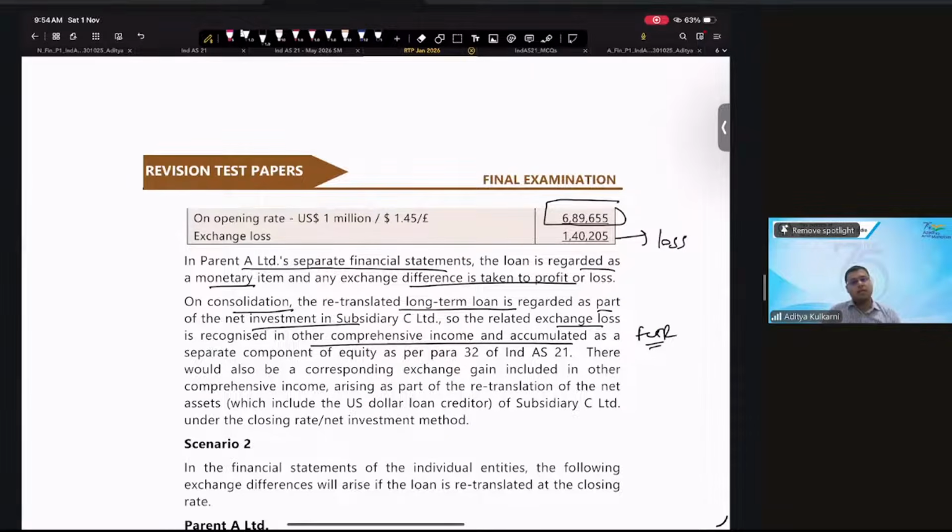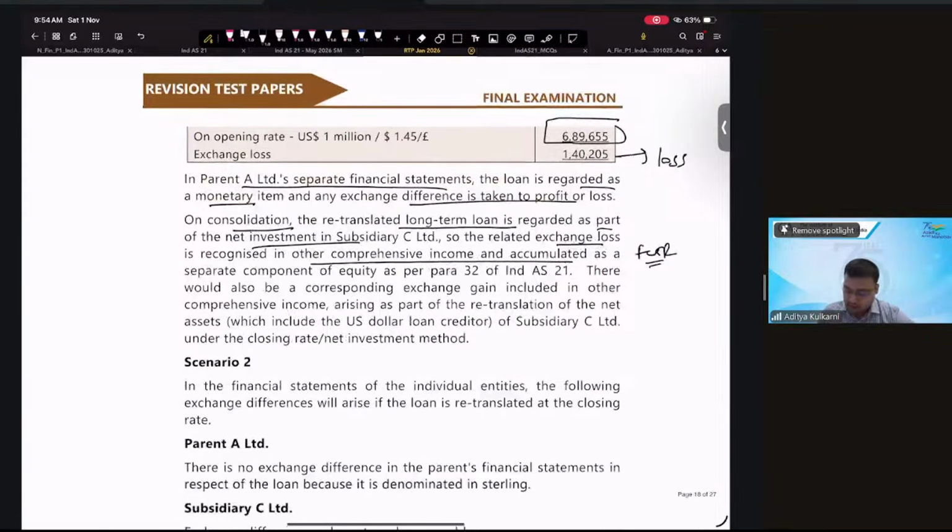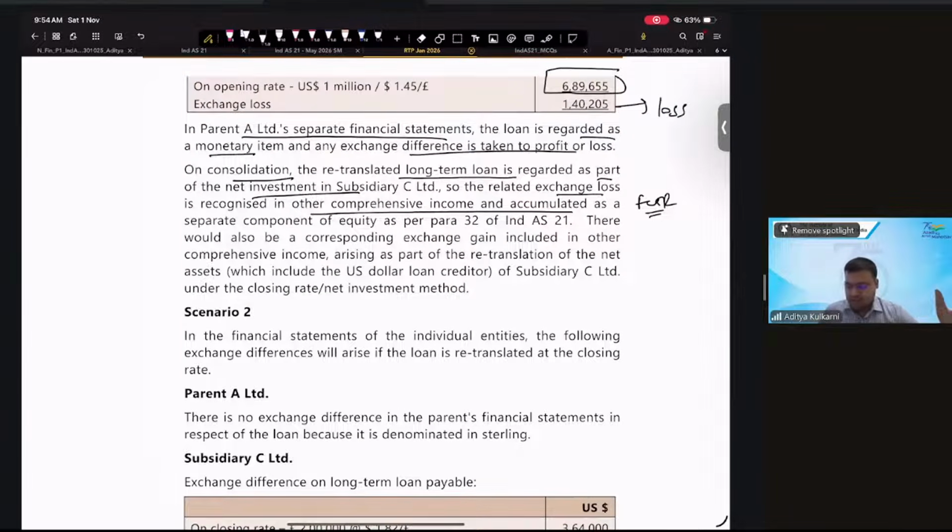My suggestion, you write the same language that is there: it is recognized in other comprehensive income and accumulated as a separate component of equity. That much you write as per Ind AS 21. You don't need to give the para number, but you mention this because the language will matter in your answer presentation. Next, there would also be a corresponding exchange gain for other items, arising as part of retranslation of the net assets. So this is other items which include the US dollar.